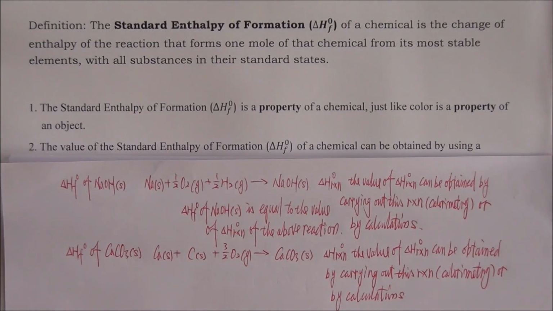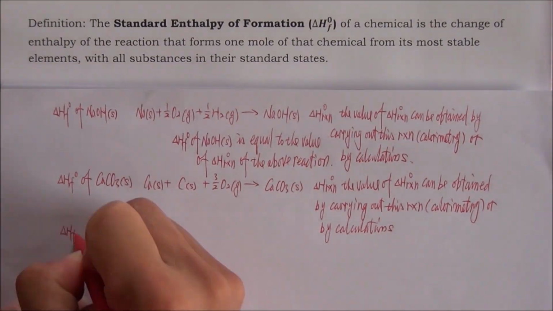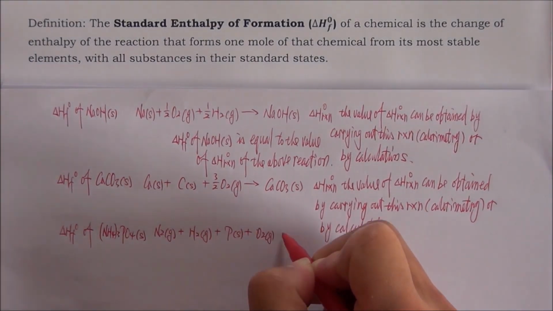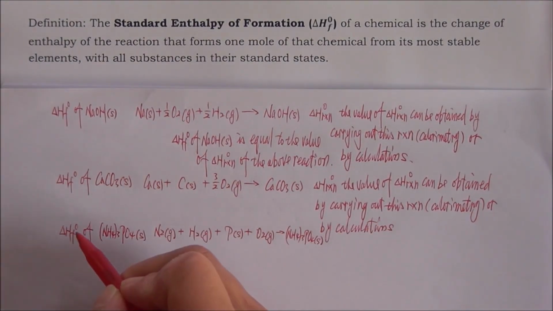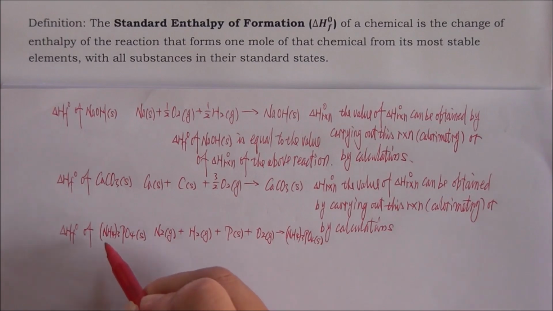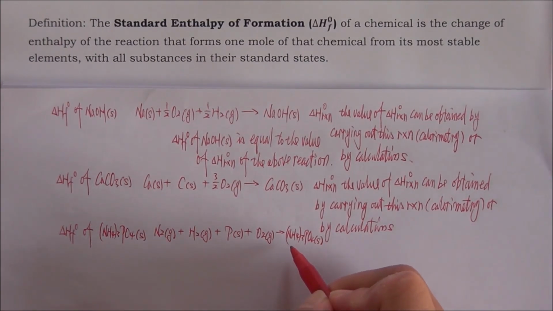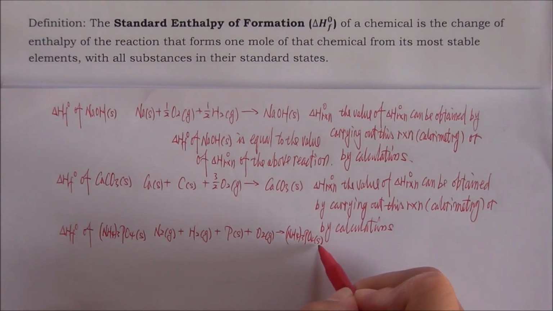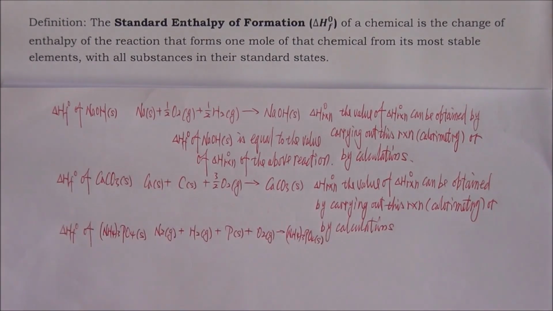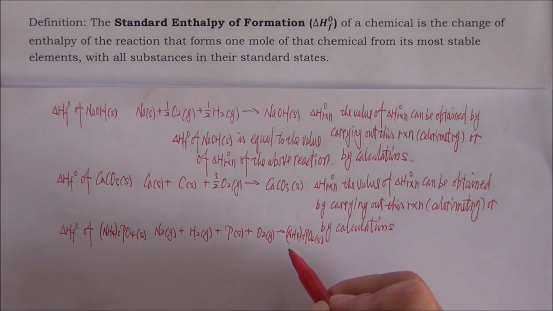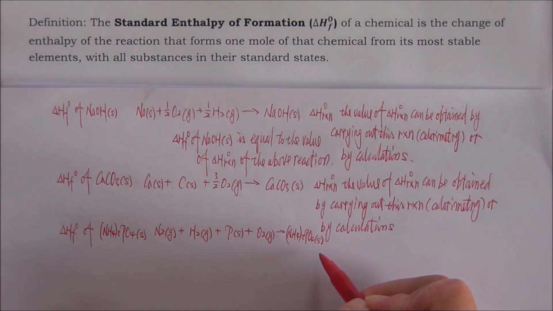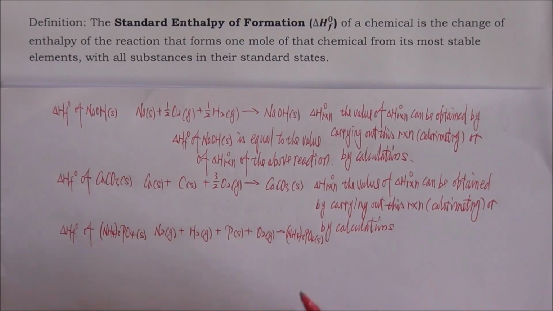Well, let me use another example to explain this concept. If you want to give the definition of the standard enthalpy of formation of ammonium phosphate solid, you always put down 1 mole of ammonium phosphate solid as the product. Then, on the reactant side, you have to put down the most stable elements of all the elements that can make up ammonium phosphate, which we have 4 different elements. Then, you need to balance the equation.